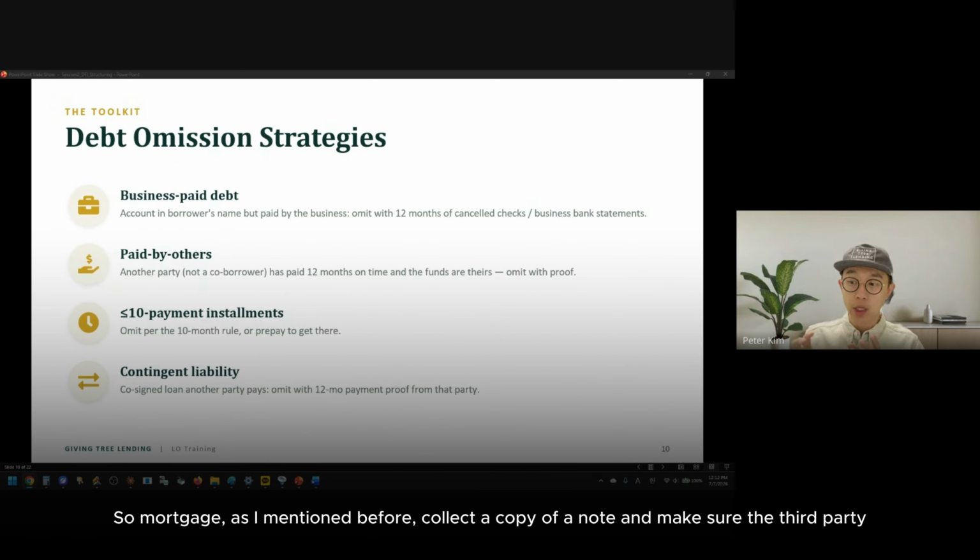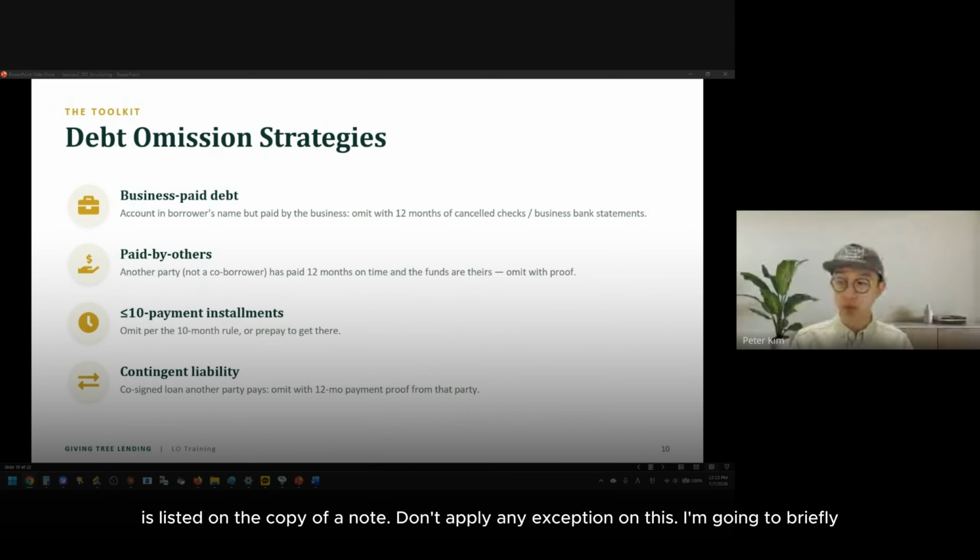So mortgages, as I mentioned before: collect the copy of the note and make sure the third party is listed on the note. Don't apply any exception on this.